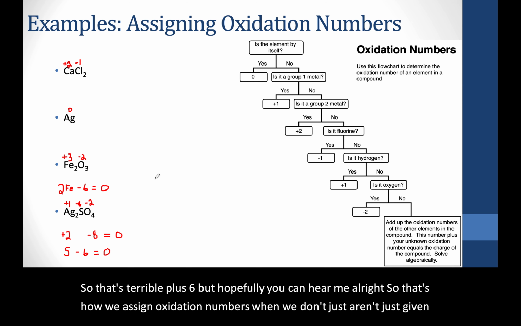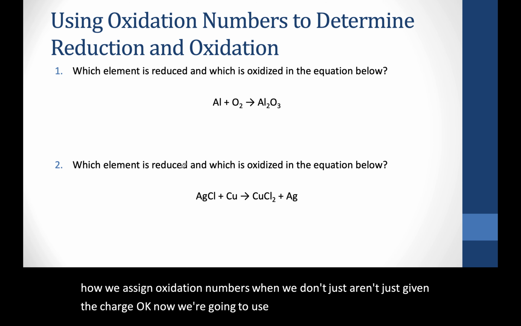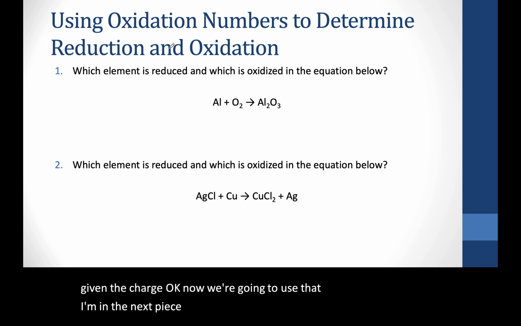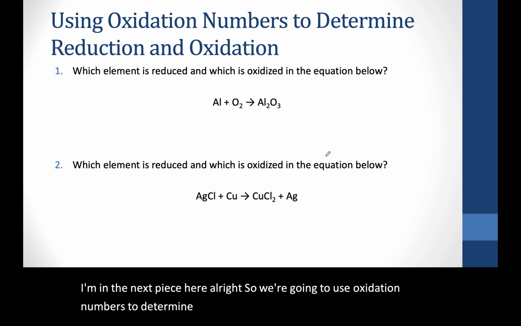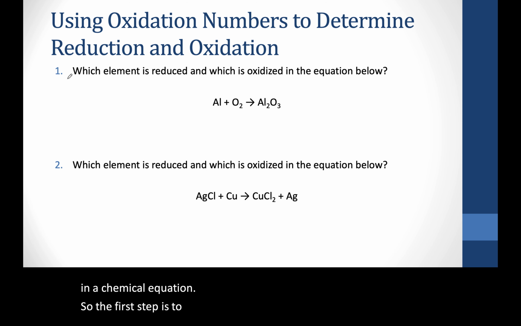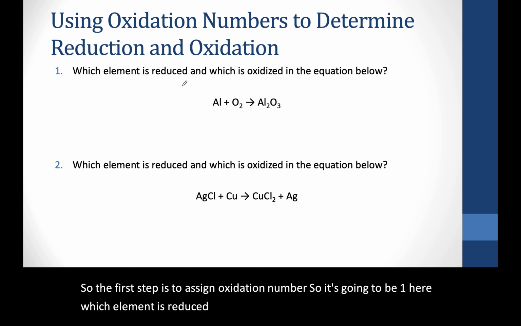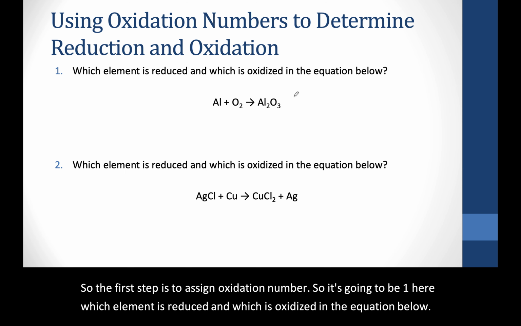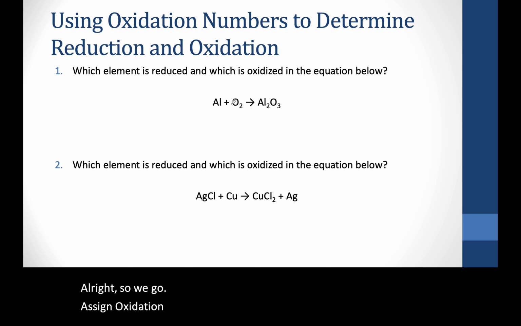Okay, now we're going to use that in the next piece here. We're going to use oxidation numbers to determine which element is oxidized and which is reduced in a chemical equation. So the first step is to assign oxidation numbers. So let's do number 1 here. Which element is reduced and which is oxidized in the equation below? We have to assign oxidation numbers to everything on the reactant and product side.